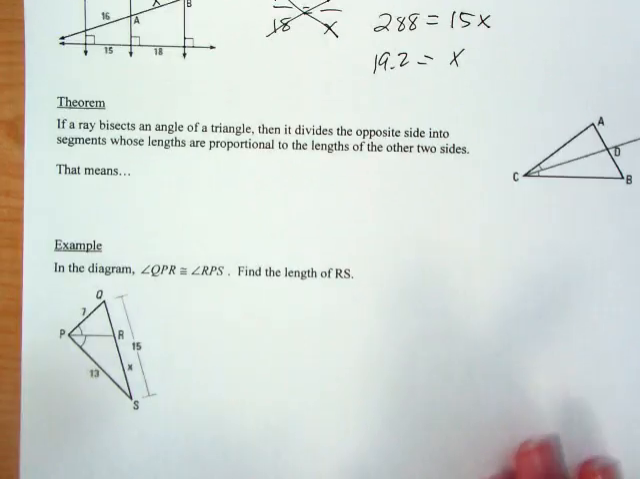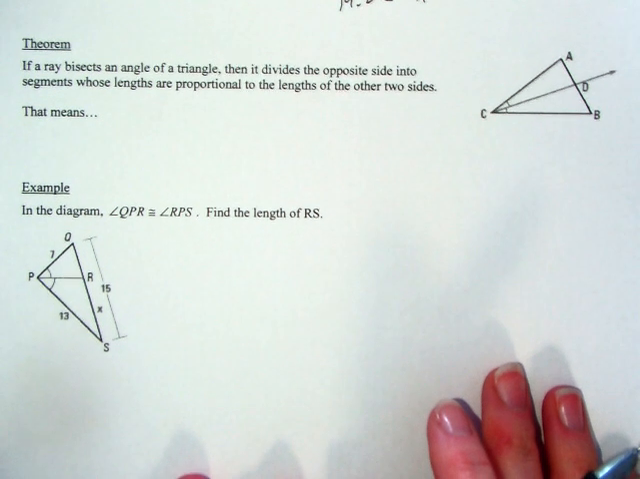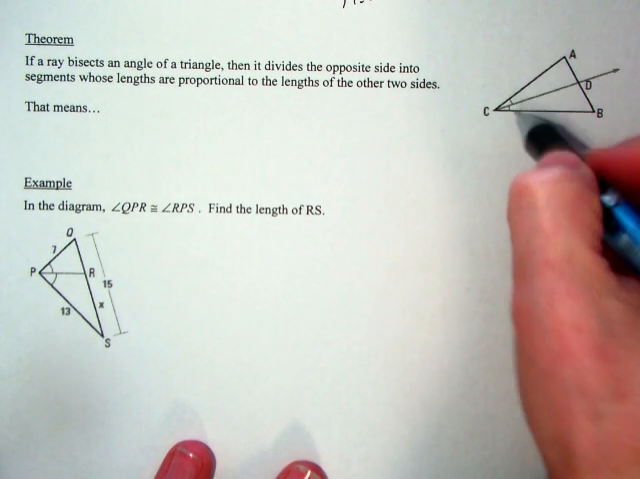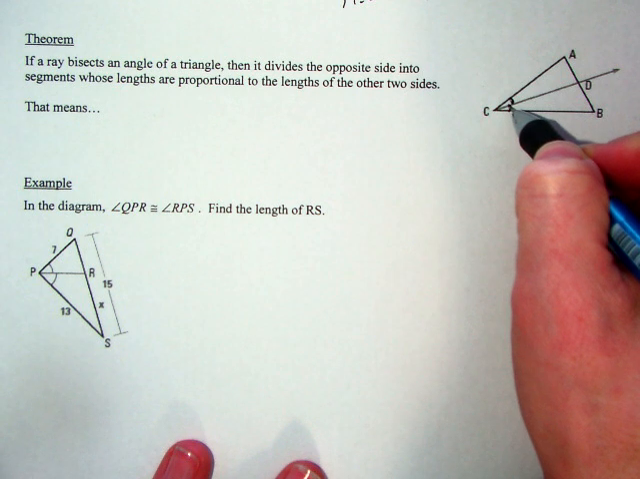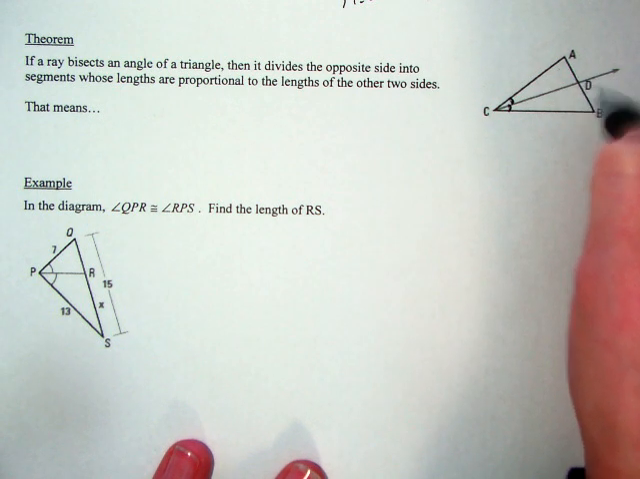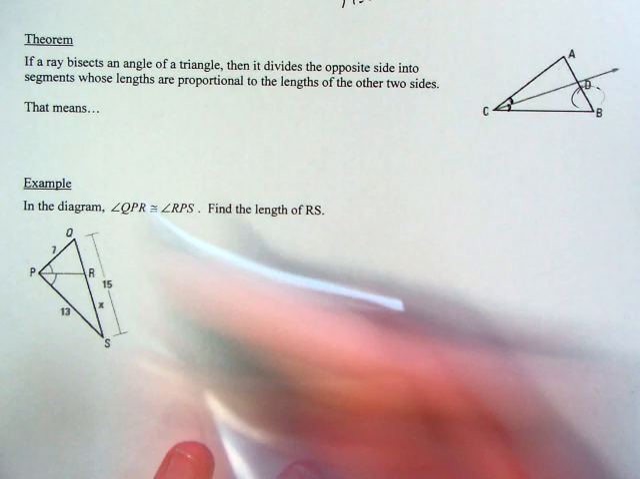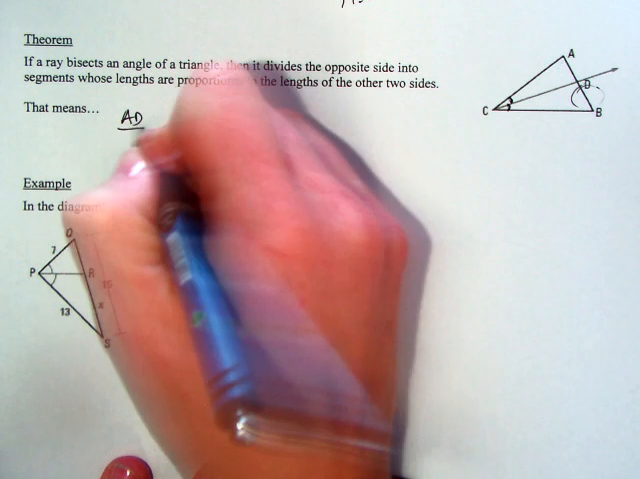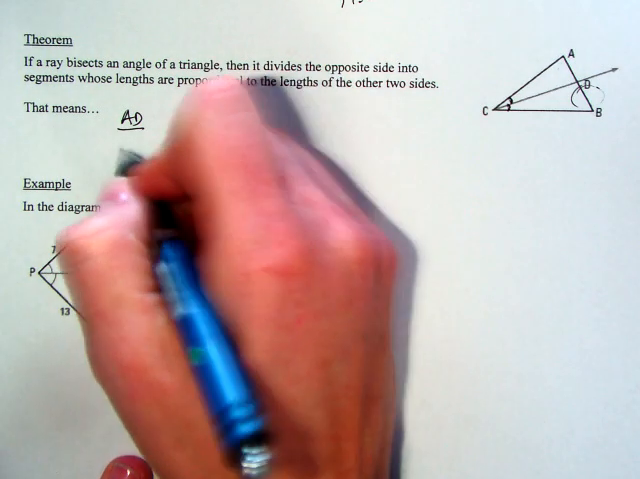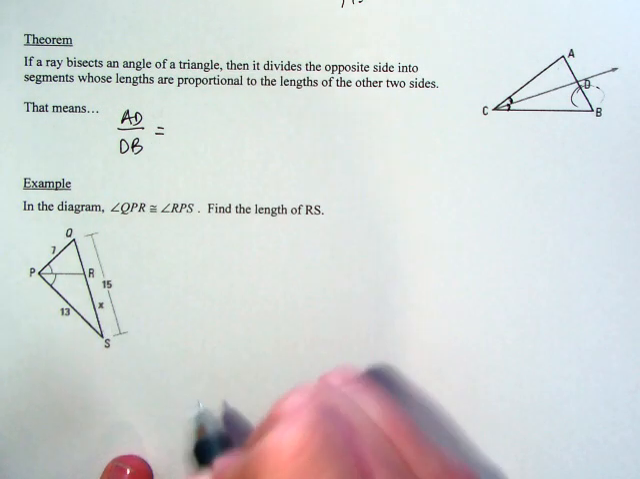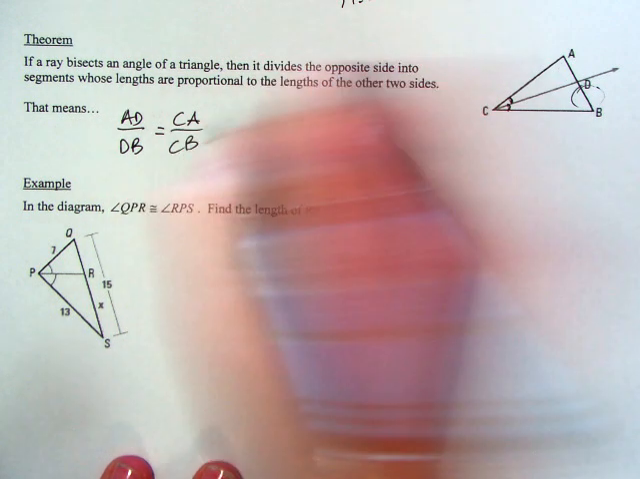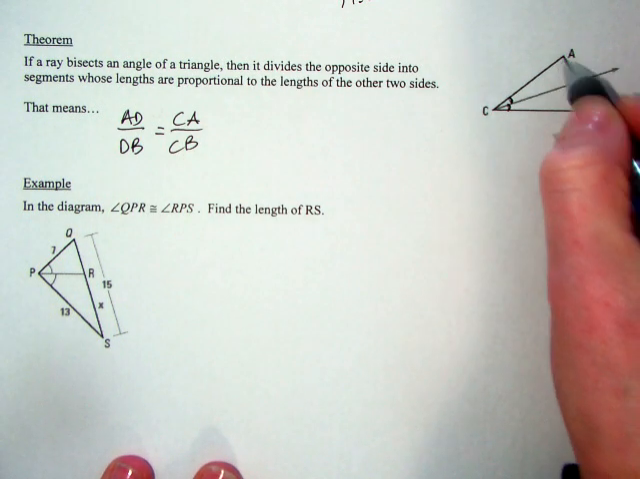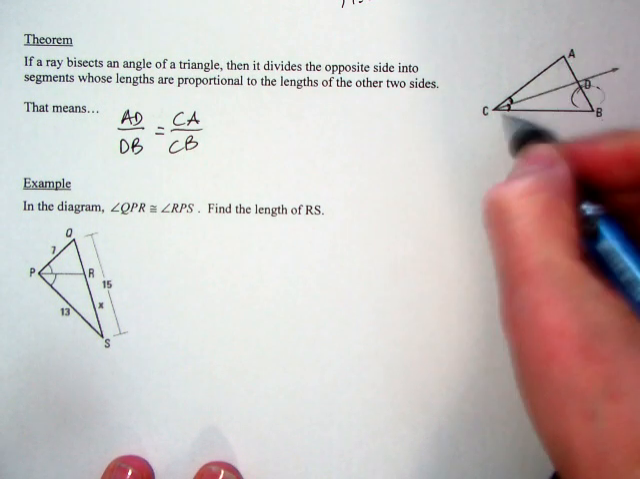One more theorem, just a different way that you can write proportions. This one is in a triangle, and if you have an angle bisector, so you just cut this angle in half, that means that these sides are in proportion to each other, okay? So what that means is that AD, the end, over DB, the other end, is the same as the proportion of CA to CB, the two sides, okay? So one end with one end, and then a side with a side.